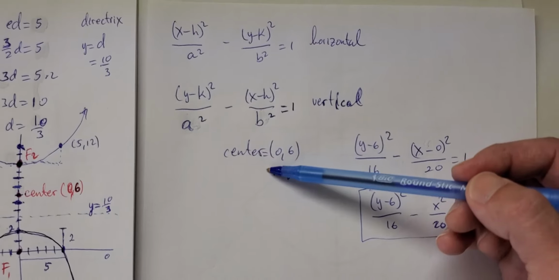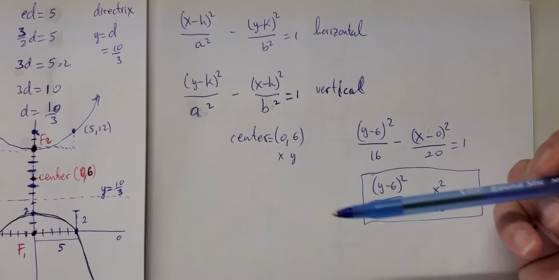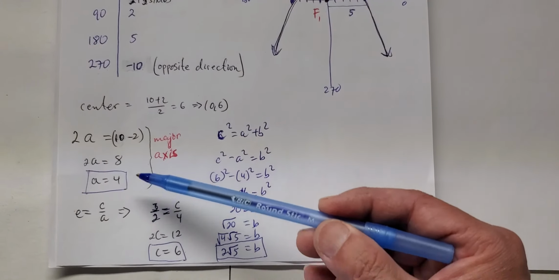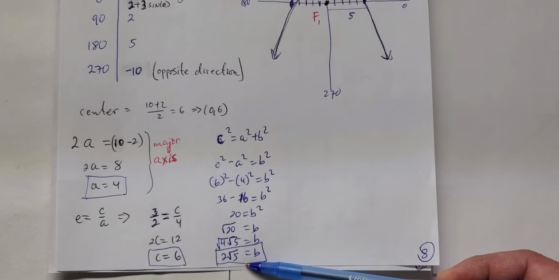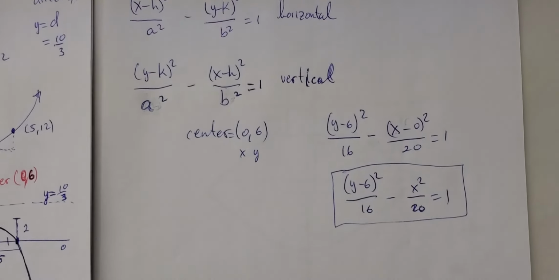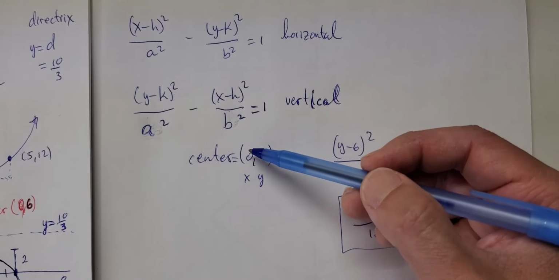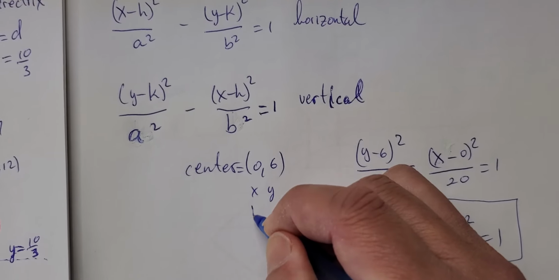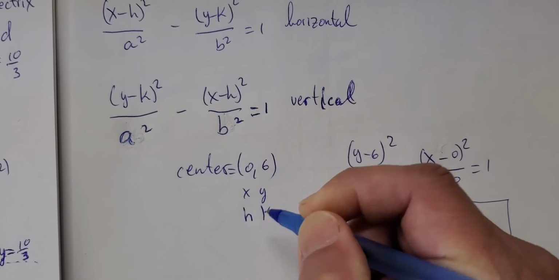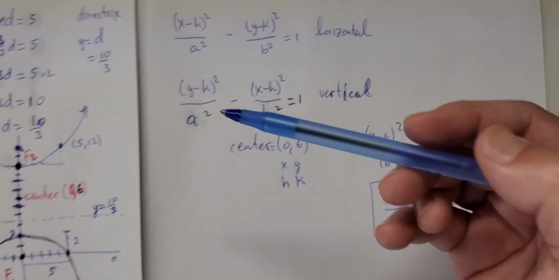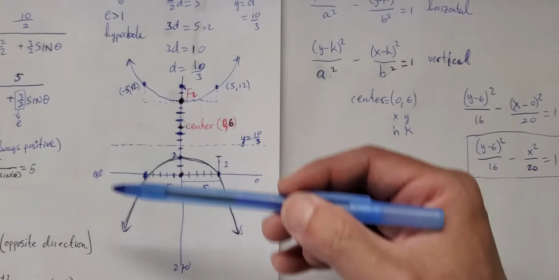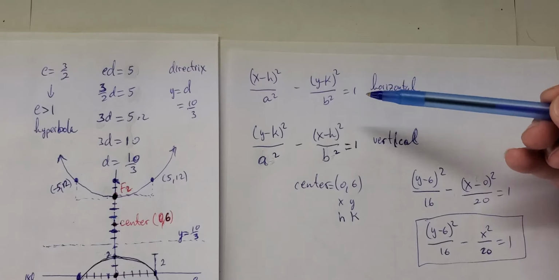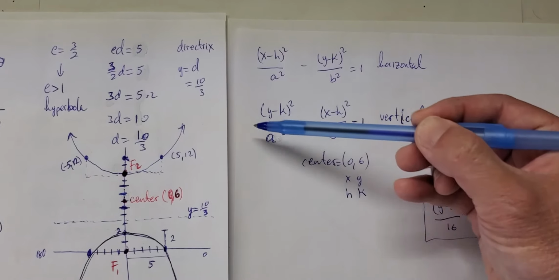We know what the center is, 0, 6. We know what A is, and we know what B is, which is from here. So here's my A, here's my B. Okay, all you have to do is just plug them in. So my center, this is your H, and this is your K. Because just by the graph, we are going to use vertical. So vertical, we're using this formula right here.